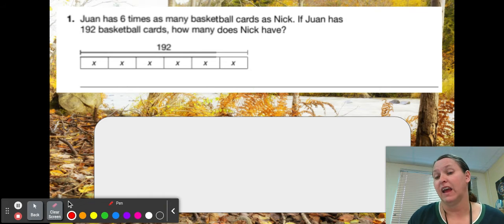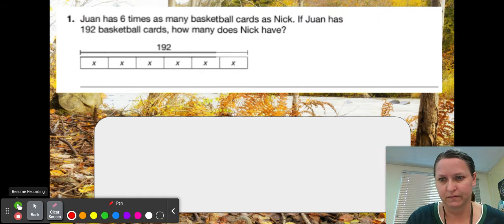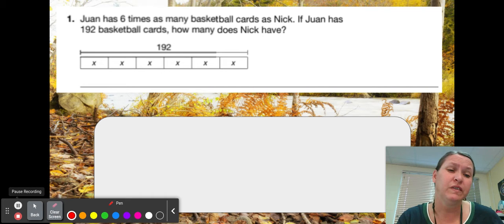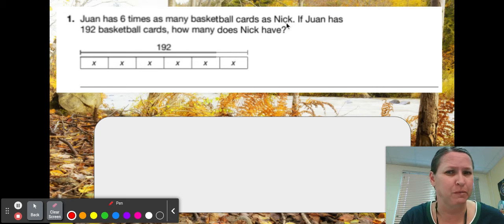We're going to discuss how to do pictures and stuff with this one right here. Okay, so in this problem right here, it says Juan has 6 times as many basketball cards as Nick. If Juan has 192 basketball cards, how many does Nick have?